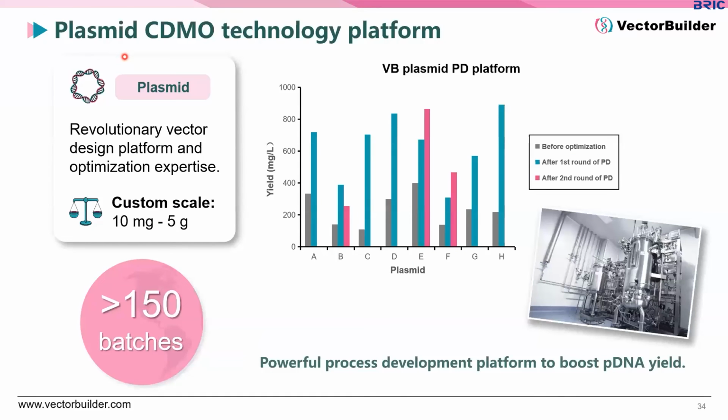So this is some details about our CDMO technology platform. For plasmid, we have already revolutionized the design studio, but that is not enough. We also do a lot of development on our platform. We have a lot of ways that we can optimize the fermentation to boost the plasmid DNA yield. And right now, our CDMO departments have already delivered more than 150 batches of plasmid DNA.